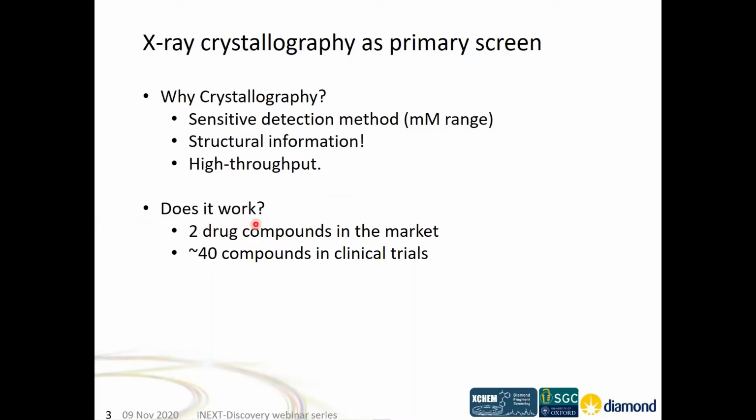Does it work? So I've seen in the Practical Fragments blog that there were 2 drug compounds on the market coming out from fragments, and there are about 40 compounds in clinical trials. So it seems to work somehow.